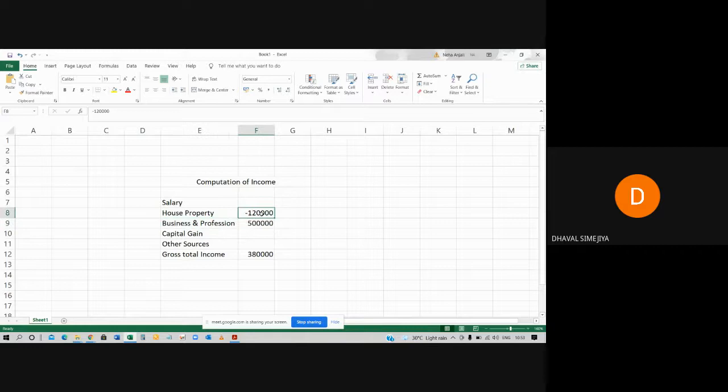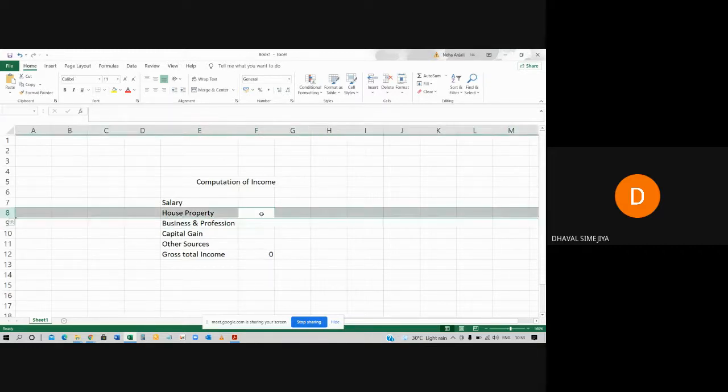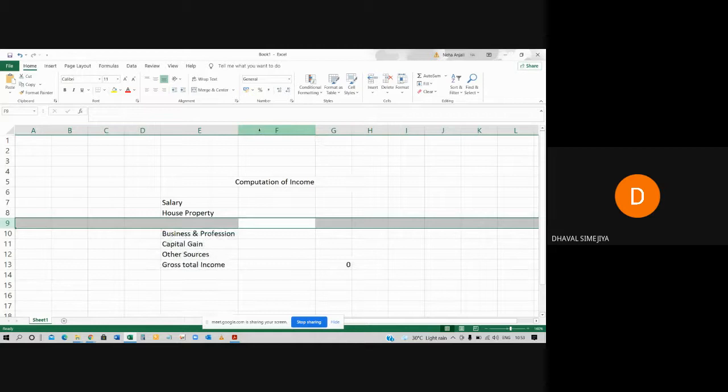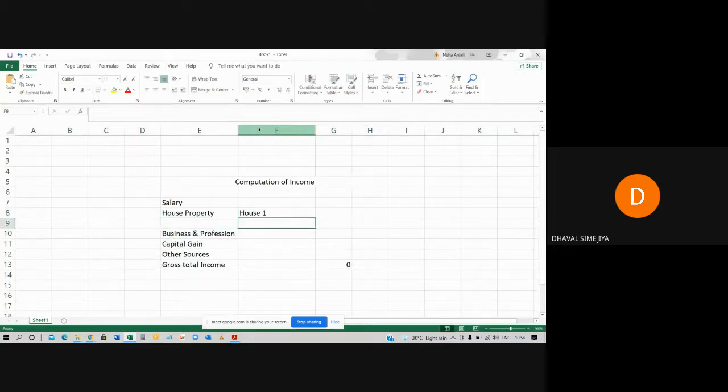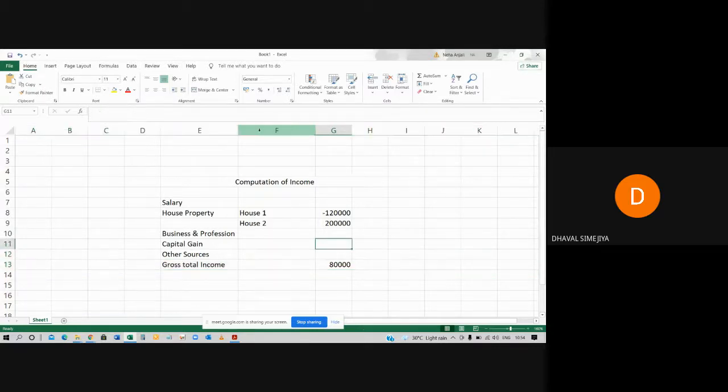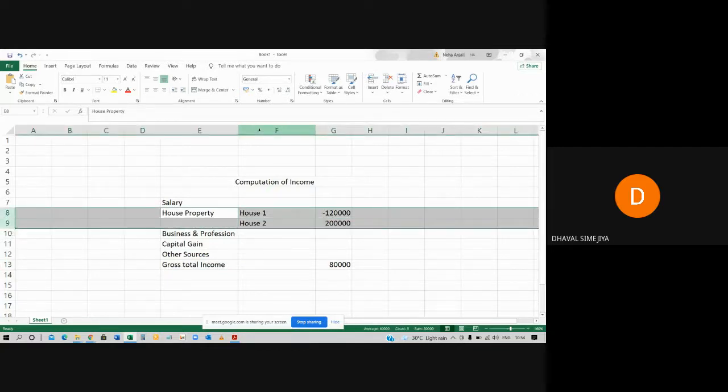Now let's take another example. Let's say I have 2 houses, house 1 and house 2. I am facing loss in one house property, let's say 1,20,000, but profit in another house property, that is 2 lakh rupees. So this will be set off, and my net income, total income, will be 80,000 rupees. This is inter-source adjustment. Sir, how inter-source? We have used only one source of income, that is house property.